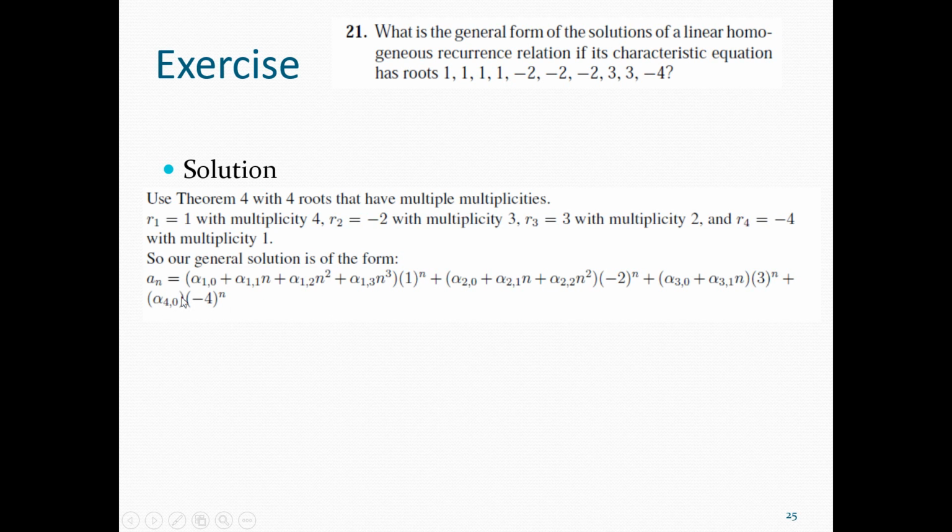So our general solution looks like this: (alpha_{1,0} + alpha_{1,1} n + alpha_{1,2} n^2 + alpha_{1,3} n^3) times r_1^n. Because the multiplicity is 4, we end up with 4 minus 1, that is n^3, times 1 to the power n. Similarly, for multiplicity 3, we will end up with n^2, and so on. I hope this is clear now.